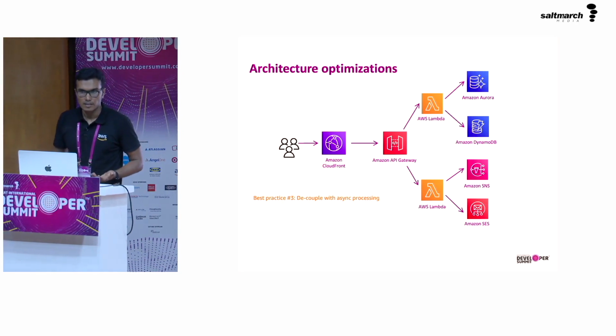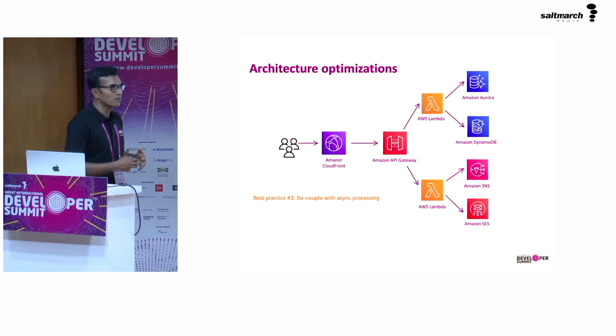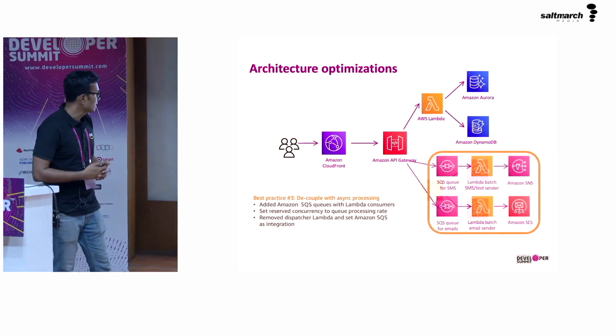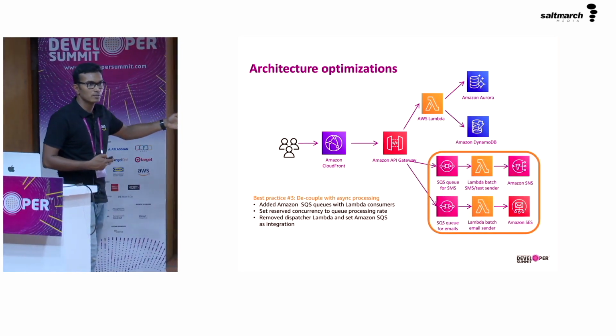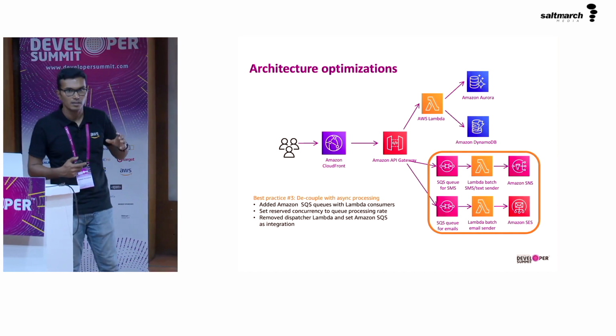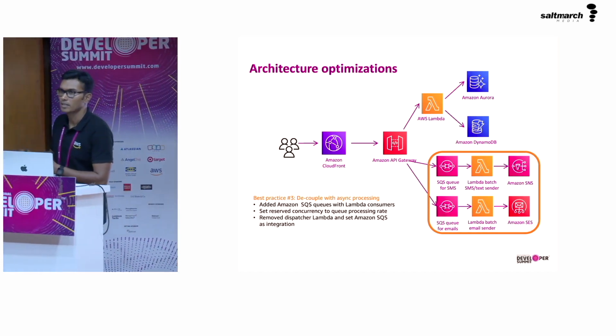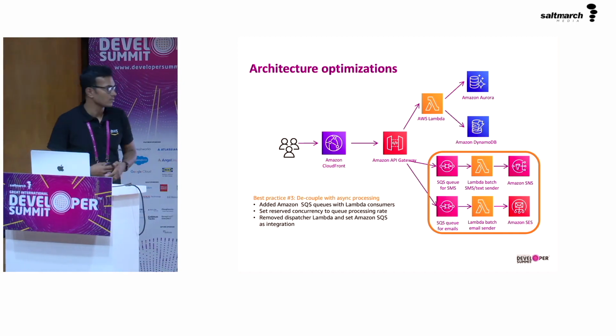The next is decoupling, or seeing where in your architecture you can implement asynchronicity. In this case, we had an opportunity to move away from the messaging services by adding a queue, and on top of it, you add reserved concurrency so that you don't overwhelm your downstream systems further.